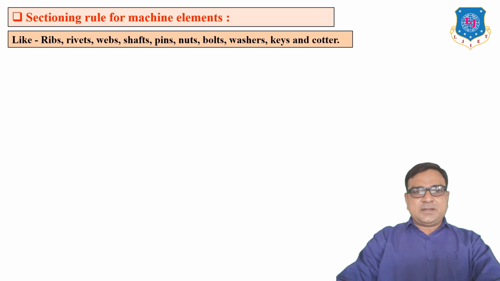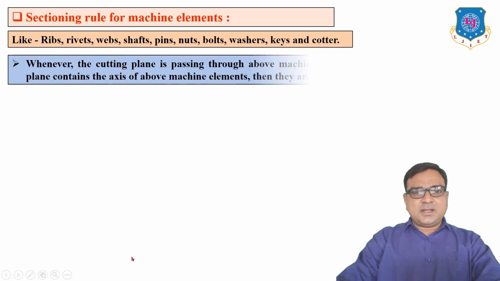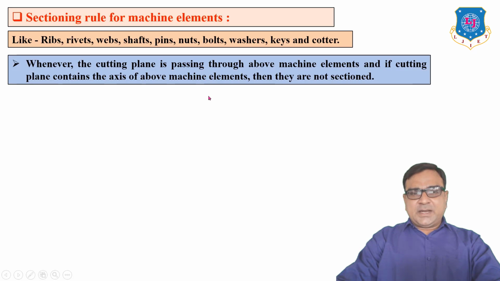Sectioning rule for machine elements. Ribs, rivets, webs, shafts, pins, nuts, bolts, washers, keys and so on: whenever the cutting plane is passing through the above machine elements, and if the cutting plane contains the axis of these machine elements, then they are not sectioned. So whenever we cut this type of machine element and the cutting plane is passing through the axis of that particular part, then in the sectional view we do not use hatching lines or section lines for that particular part.